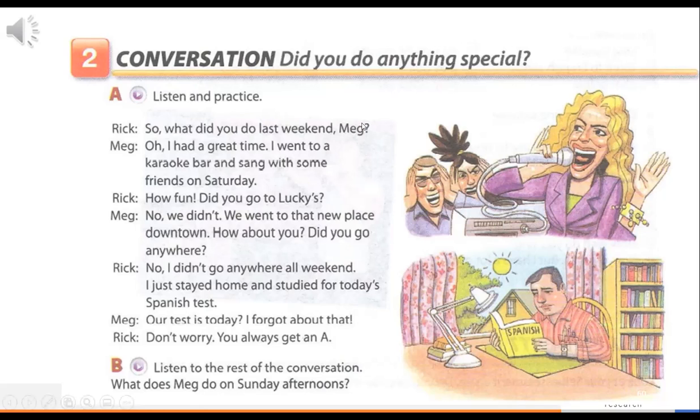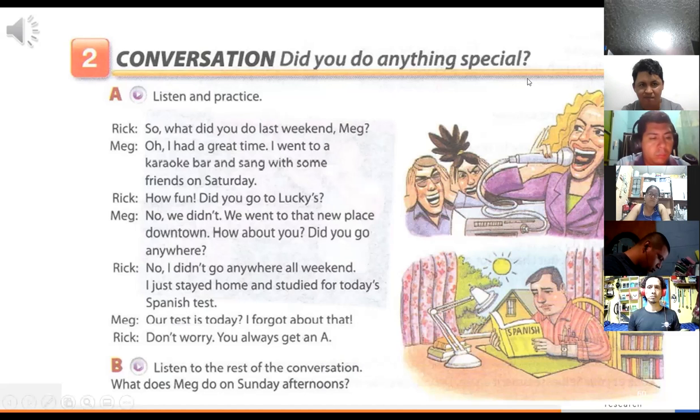So, ladies and gentlemen, this is a conversation about the simple past activities that were completed. In this case, things that these people, Rick and Meg, did over the weekend. Maybe Meg did something special, but we have Rick just stay home and study for the Spanish test. In your case, you stay home to study English, right? All right. So that's the case over there.